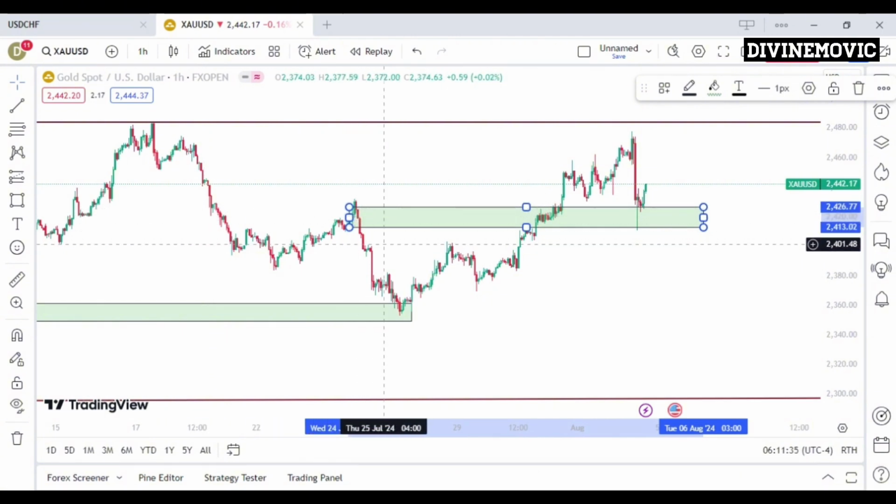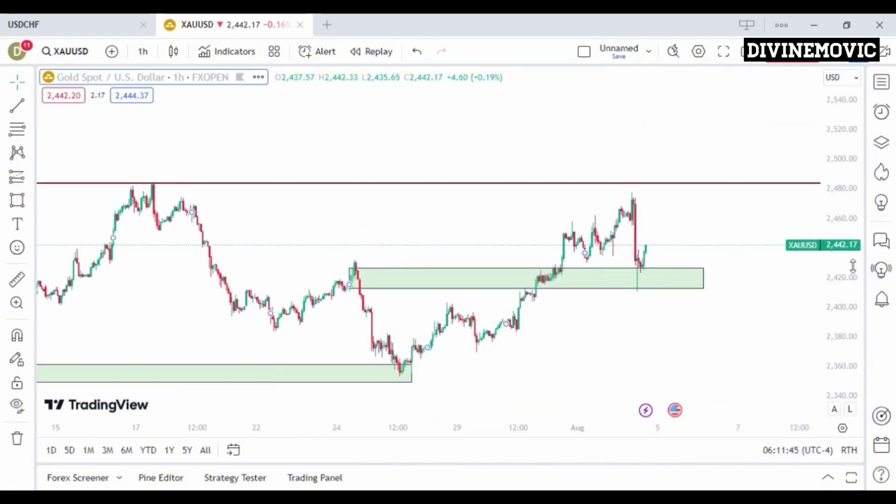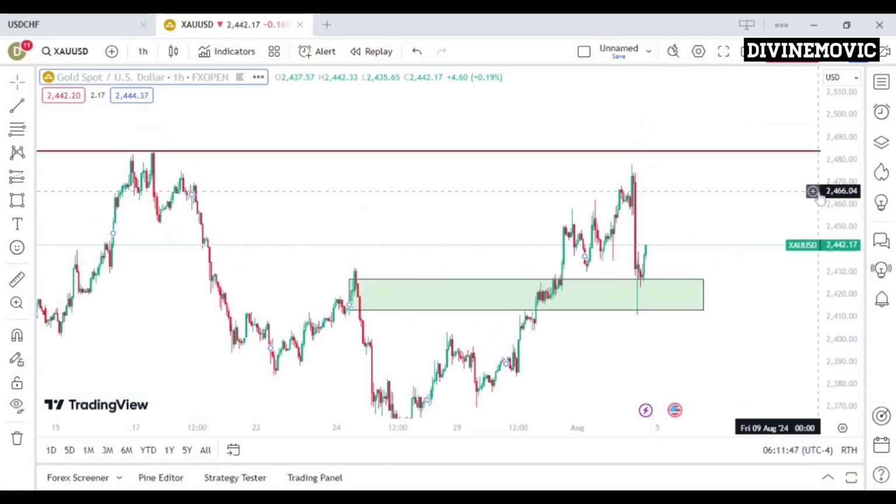Because it failed, it became a flip zone for a what? A demand zone. So basically, our bone of interest now is to simply see what price is doing at this point to see what we're going to do next. And that will be happening on the 15 minutes time frame.